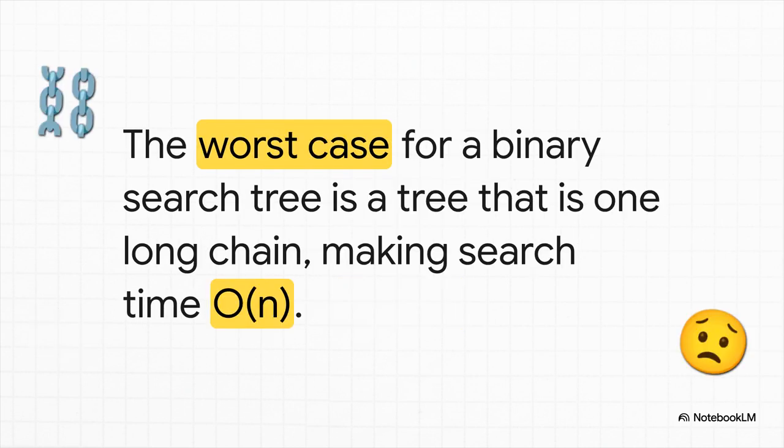But there's a catch. It has a weakness. If you happen to add data that's already sorted, the tree doesn't really branch out. It just becomes this long, skinny, lopsided chain. And at that point, searching it is no better than just walking down a simple list. We've totally lost our efficiency advantage.